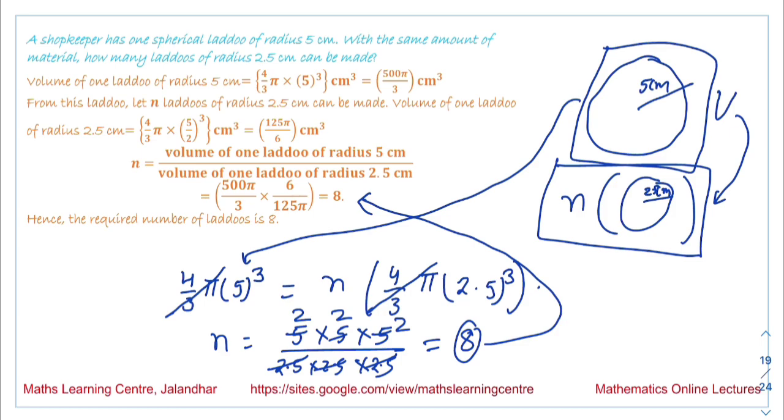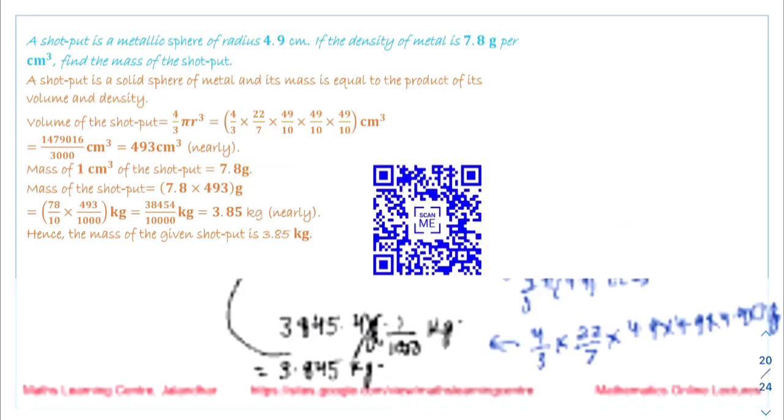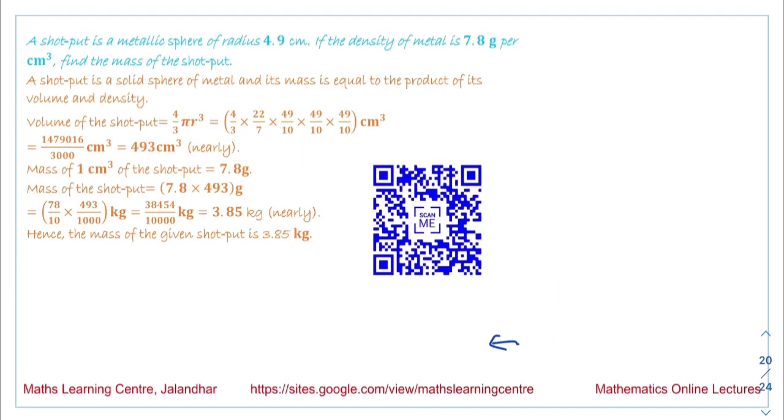Next, we are given that a shot put is a metallic sphere of radius 4.9 centimeter. So we are saying that a metallic sphere is there and its radius is 4.9 centimeter.